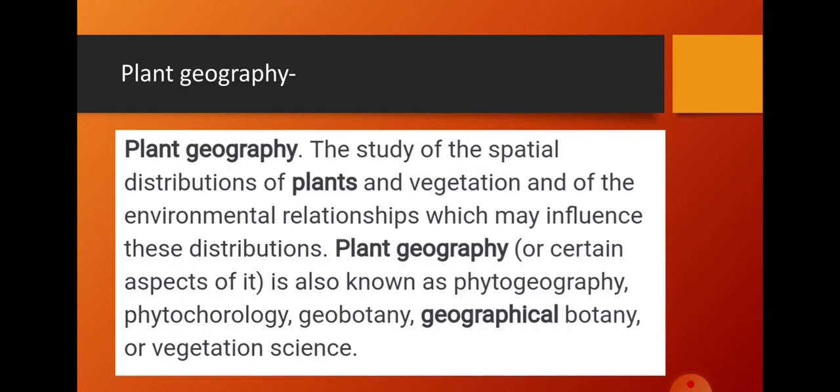Now you already know about plant geography. In this subject we study the spatial pattern of natural vegetation in their habitats. It means we read about the distribution of plants and vegetation and their environmental relationship which may influence their distribution. That means you will not find all plants and animals in the same place; it is affected by their position or location, maybe their latitudinal position, maybe their climatic condition. So in plant geography we discuss that only.